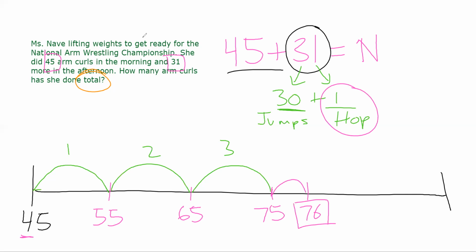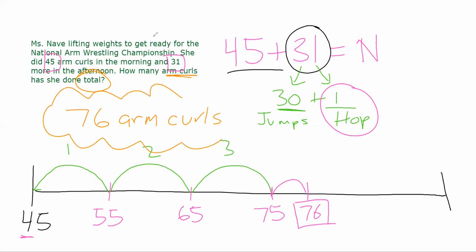Now, the cool thing about a story problem, and we've talked about this all year, is my answer is not just 76, right? I need to have a label. So I want to finalize everything. I'm going to write 76, and it says how many arm curls. So I'm going to say 76 arm curls, and this would be my answer.